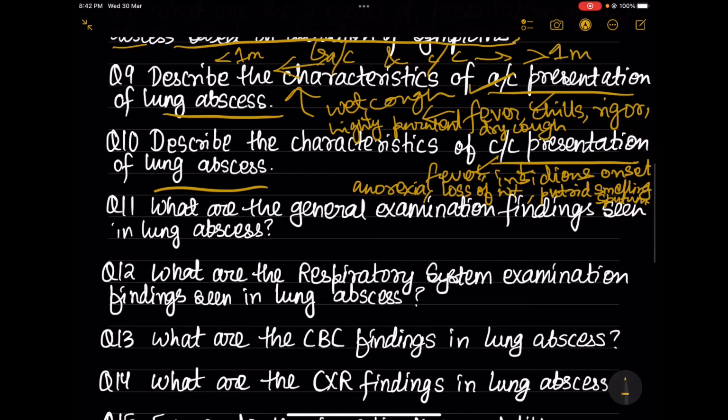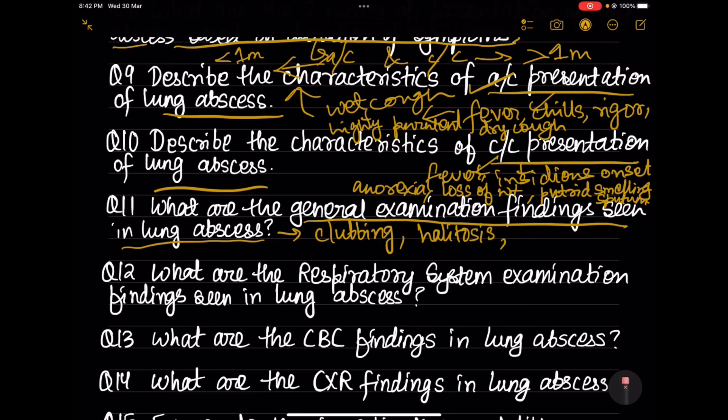Now coming to the general examination findings which are seen in lung abscess. It basically includes clubbing, then we have foul smelling breath, that is halitosis. Then as I have already mentioned, fever is there, can be high grade or low grade. Then we also have anemia, that is in the form of pallor. So we can also have pallor as a finding.